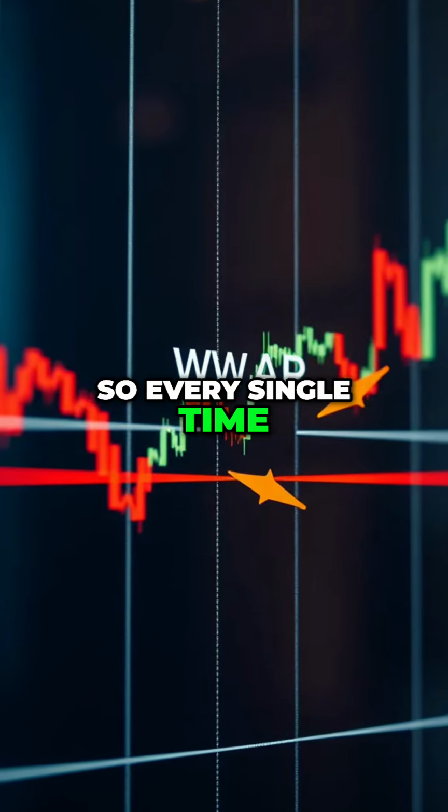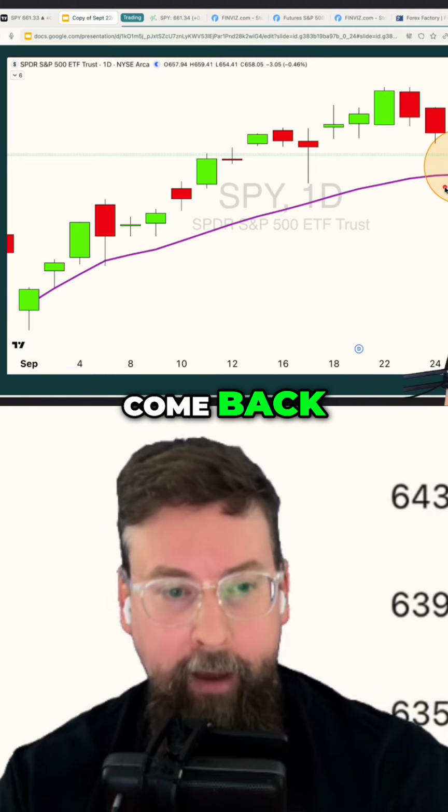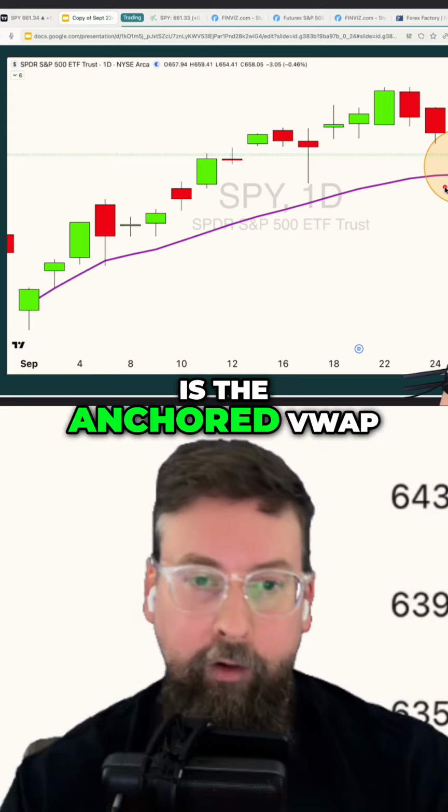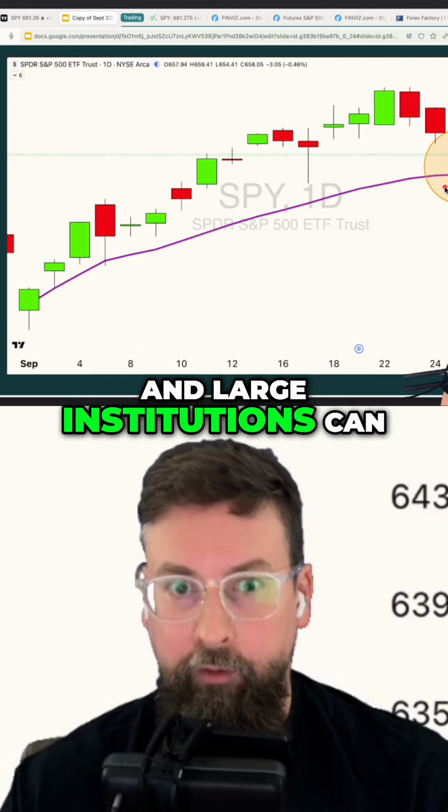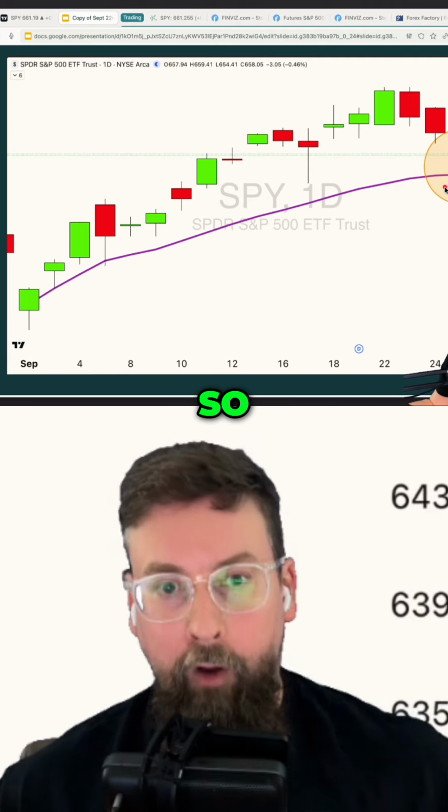So every single time we rally and then come back, where we find support is the anchored VWAP before it. And we know that often hedge funds and large institutions can fill orders around these VWAPs. So what does this mean?